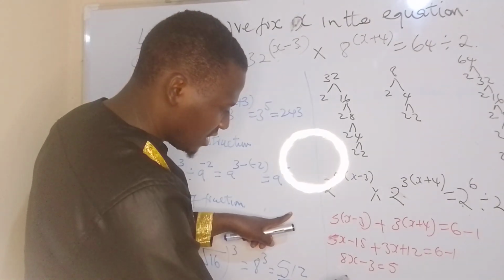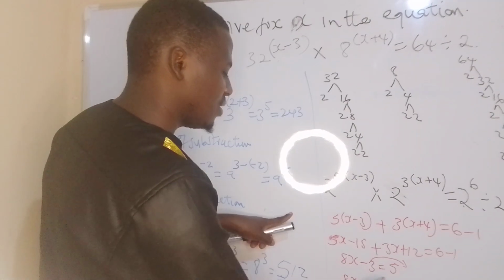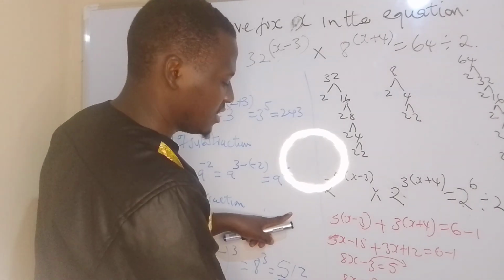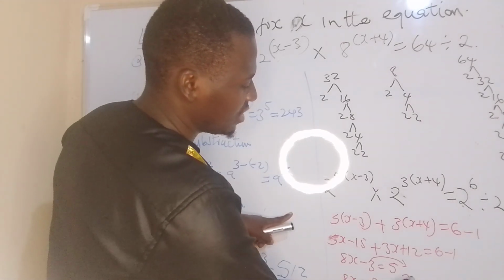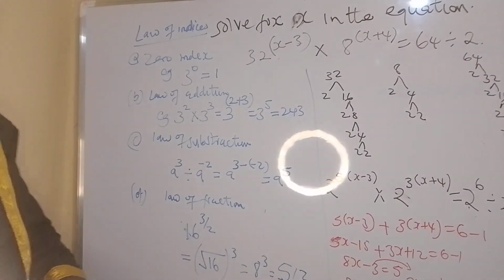So we have 8x. Bring the minus 3 to this side, it becomes 8. Divide by 8. Divide by 8. The value of x is 1. That's how you do such kind of questions.